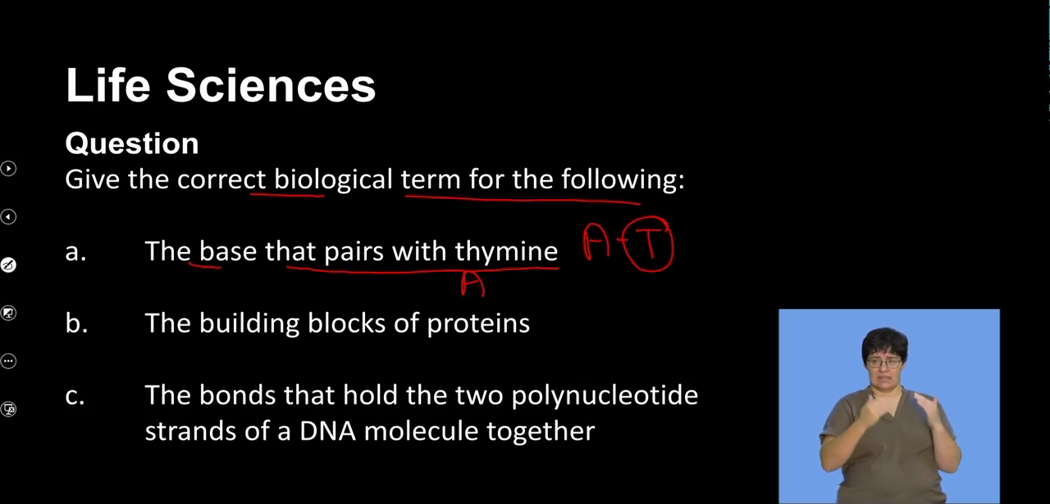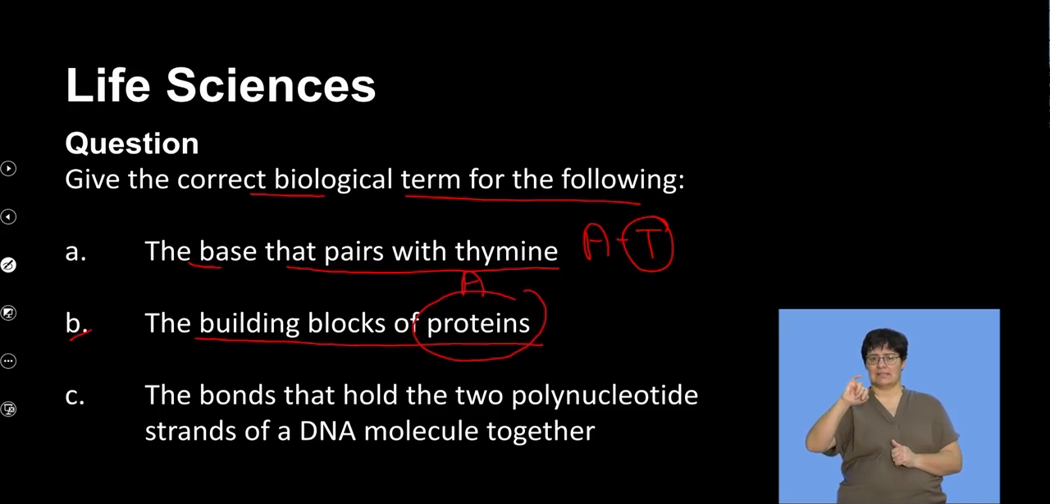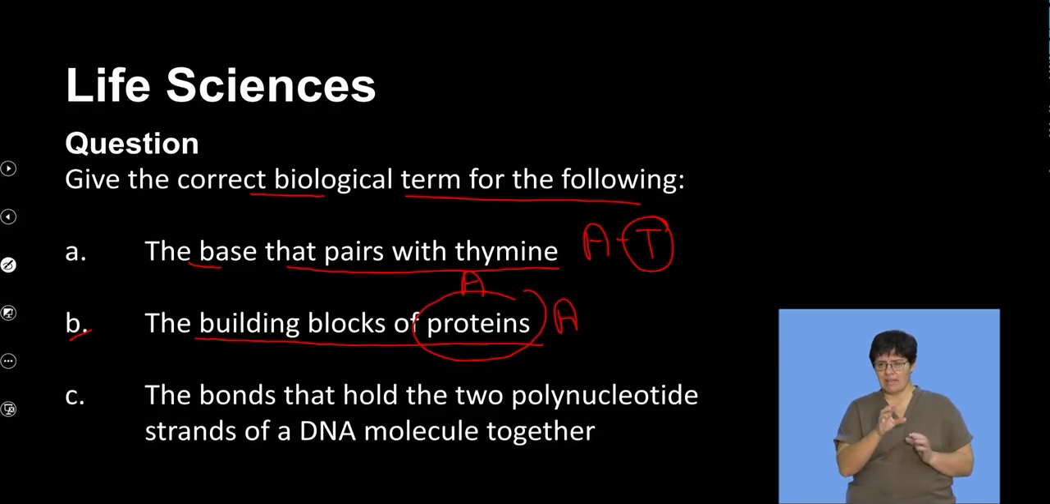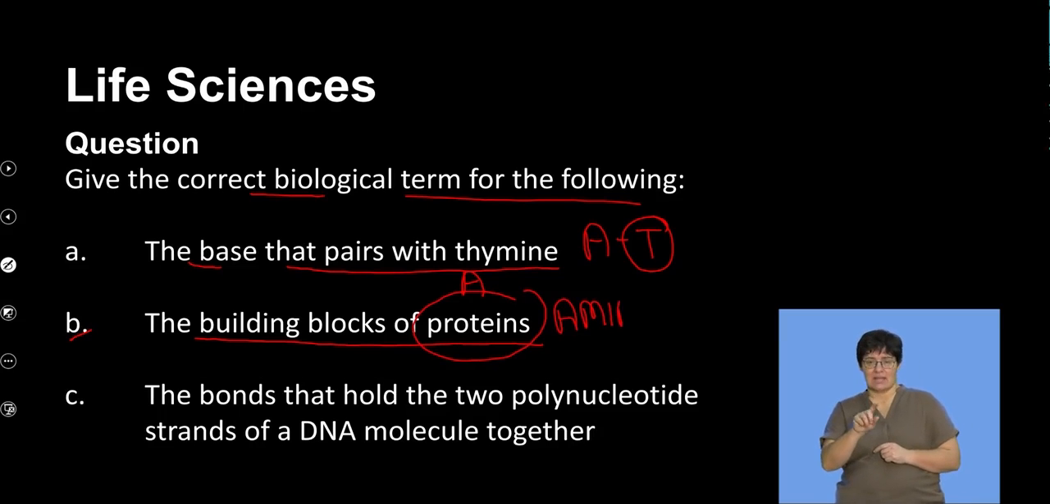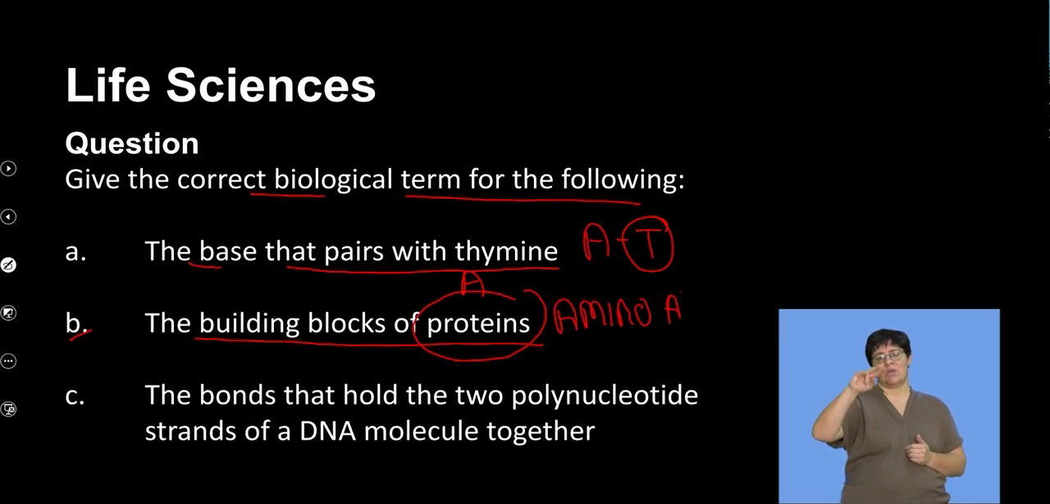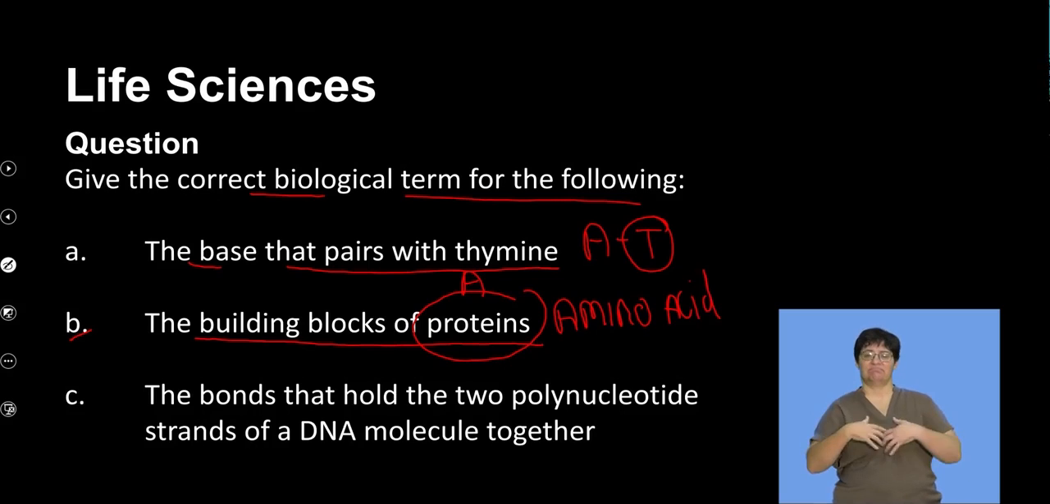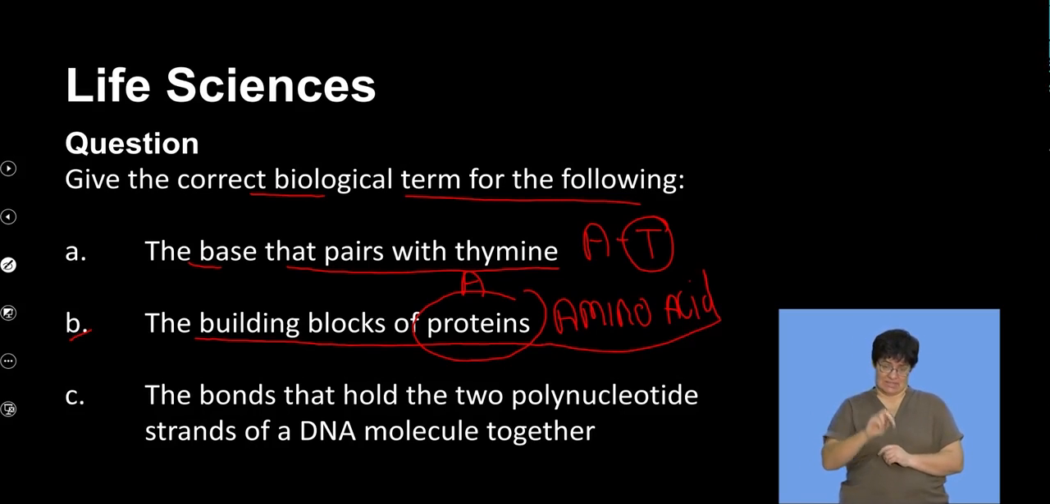The next question, B: the building blocks of proteins. And guys, we've discussed that the building blocks of DNA are called nucleotides. And as we get into the next segments, it's important that we understand what the building blocks of proteins are as well. This is an extension question, and it refers to the amino acids that make up protein. So we know that amino acids put together form proteins, or the monomers of proteins are called amino acids.